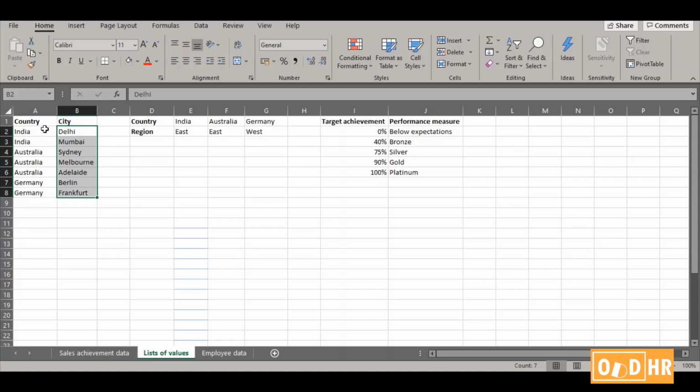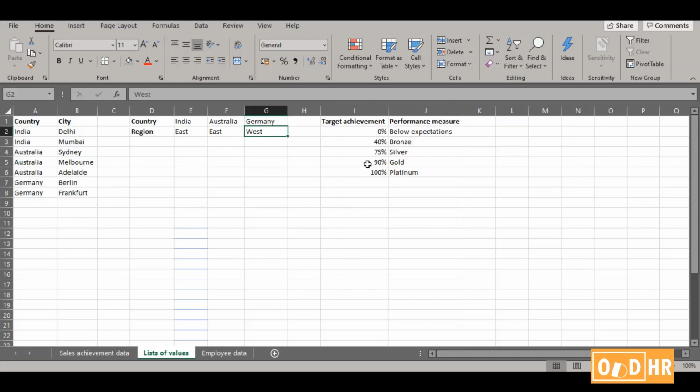So we have India, Australia and Germany. Within India we are present in 2 cities, Delhi and Mumbai. Within Australia we are in Sydney, Melbourne and Adelaide, and in Germany we are in Berlin and Frankfurt. Over here you will see that each country is also mapped to a region. So India and Australia are mapped to the East region, while Germany is mapped to the West region.